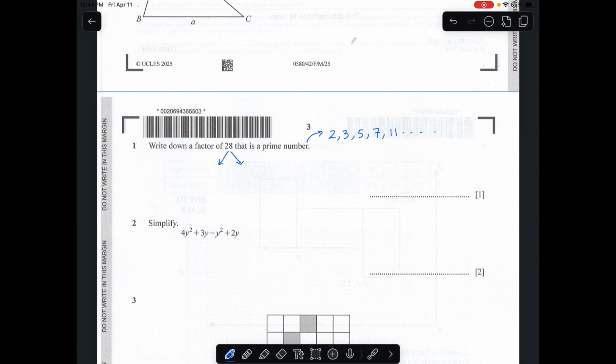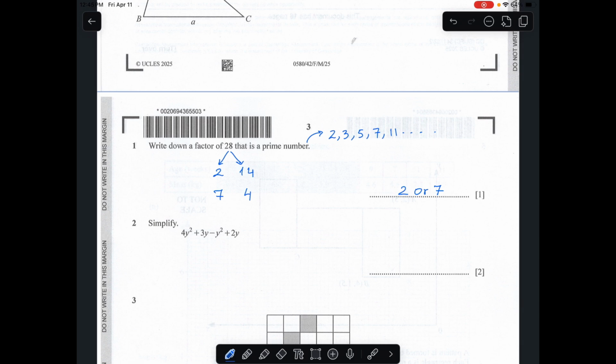28 comes in the times table of 2. So 2 times 14 gives me 28. 7 times 4 is also 28. So 2 and 7 both are prime numbers. The correct answer for this question would be 2 or 7. You need to give only one answer.